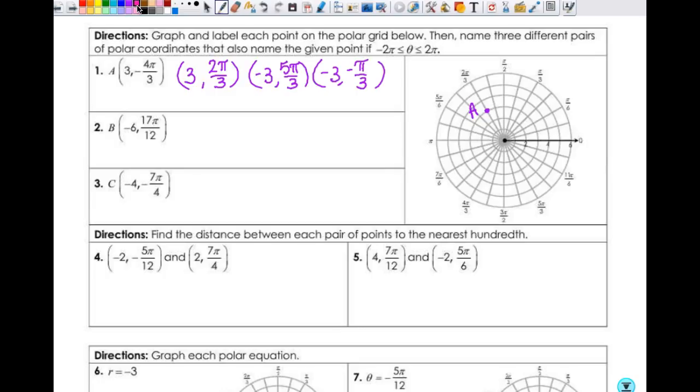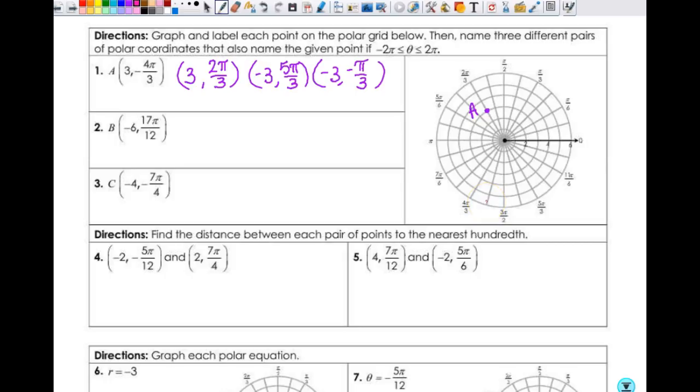Okay, so then B, it's a +17/12 and a radius of -6, so 17/12. So let's think about 12ths. Here's pi 6. Half of pi 6 is pi 12. So each little section is pi 12ths, right? This is pi, so that is 12 pi 12ths. This would be 6 pi 12ths, which means 3 pi halves is 18 pi 12ths. I only want 17 of them, so I back up a 12th. So here I am at 17 pi 12ths.